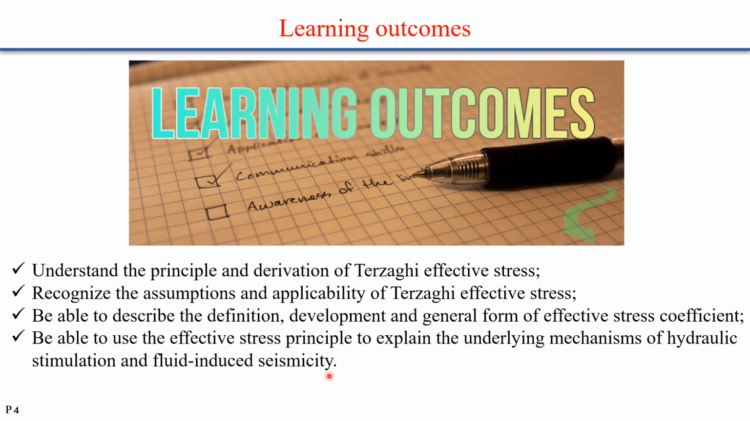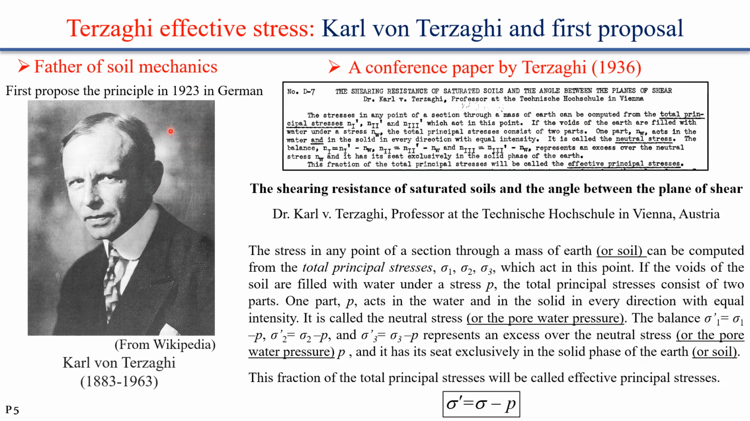Before we go into the excruciating details of Terzaghi effective stress, we certainly can't get around the undisputed father of soil mechanics, Karl von Terzaghi. He first proposed the principle of effective stress in 1923 in German, because he is Austrian. And the first English version of this principle was published in a conference paper by Terzaghi in 1936, in which he was dealing with the shear resistance of saturated soils and the angle between the planes of shear.